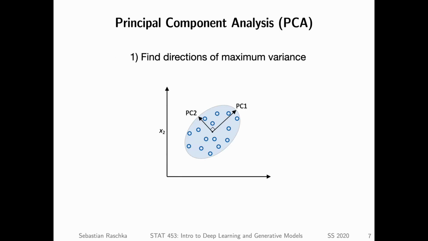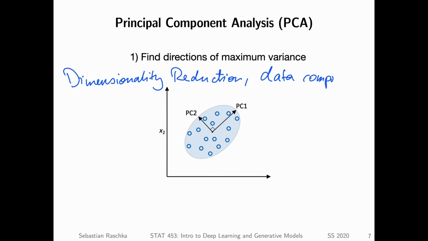So an unsupervised learning technique that you have maybe heard about already in other statistics classes is principal component analysis, or PCA. And the goal of PCA is finding the directions of maximum variance, which can be used for dimensionality reduction, or you can also call it data compression.